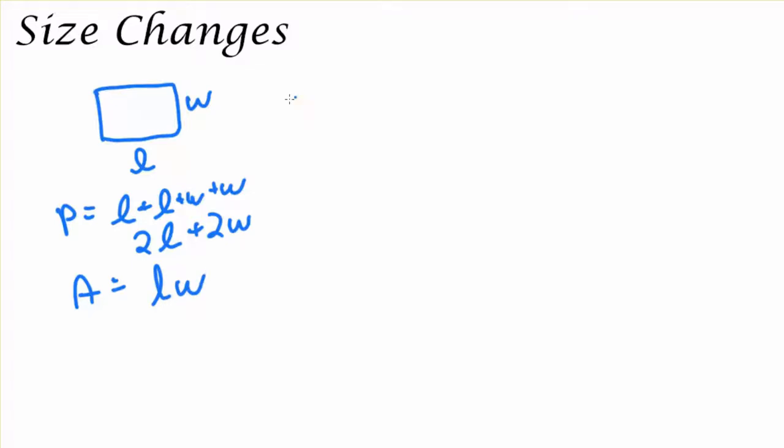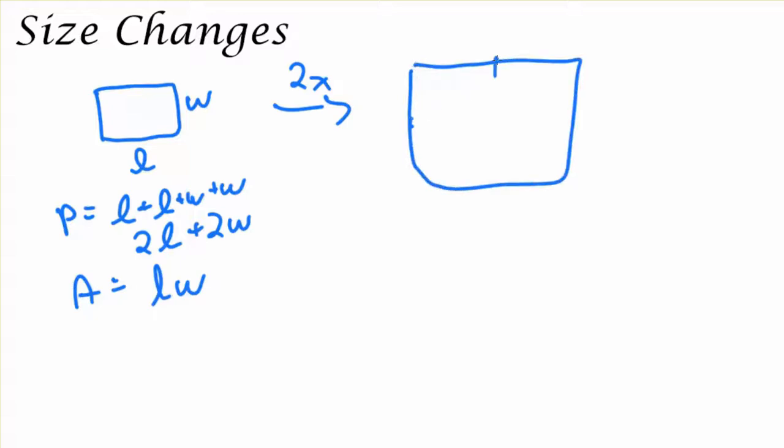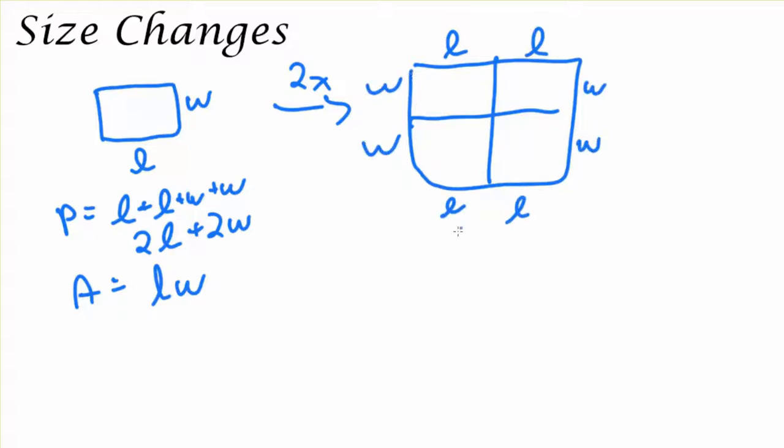Now, let's say we double the length and double the width of this rectangle to make a larger shape. So imagine I'm doubling it. I'm going to have 2 L's up here, 2 W's, 2 L's along the bottom, and then 2 W's along the remaining side. Since I have to add everything for perimeter, I know that I'm going to have 4 total lengths plus 4 total W's. So my perimeter doubled. Instead of 2L plus 2W, I have 4L plus 4W.